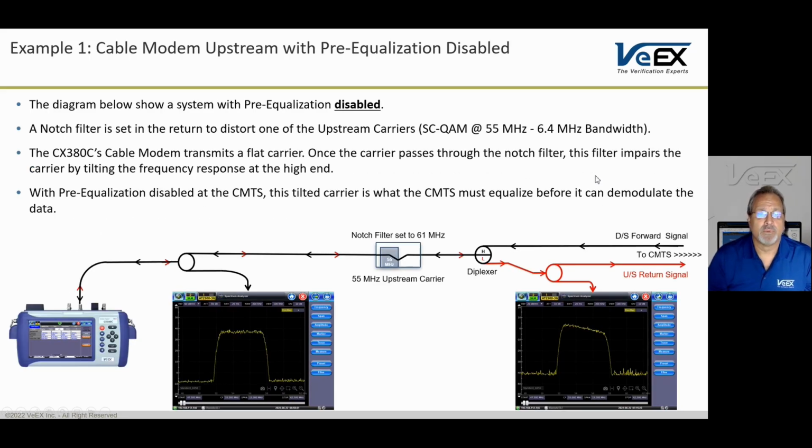So in this first example, I have pre-equalization disabled. And with it being disabled, what that means is the cable modem now is going to transmit its carrier to the CMTS. And if any impairments are within that path, the CMTS is now going to receive an impaired upstream channel and then has to deal with that upstream channel. It would have to equalize it and take care of itself.